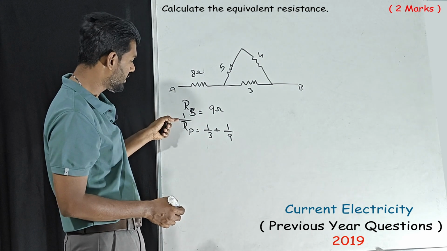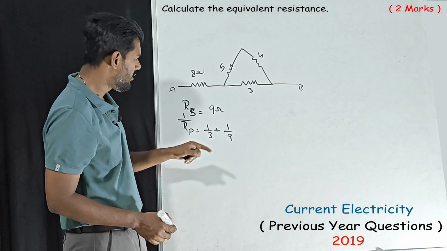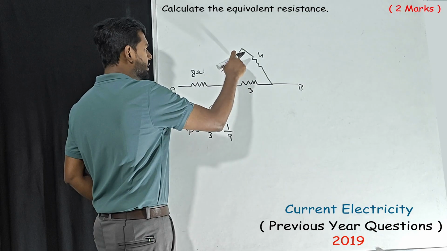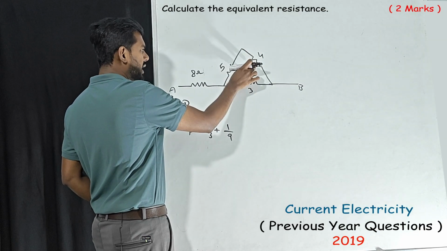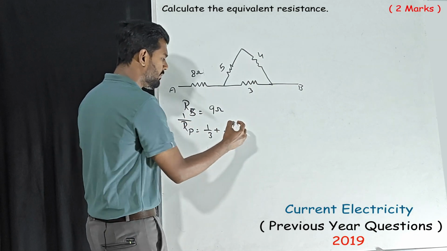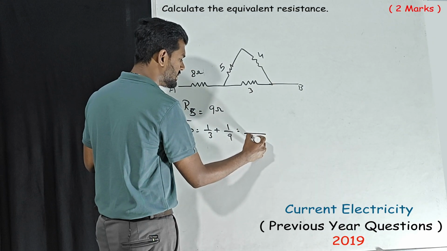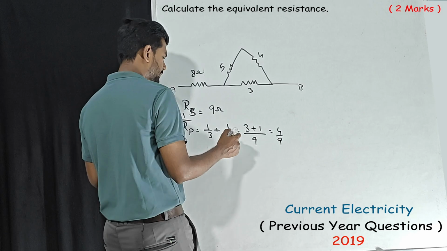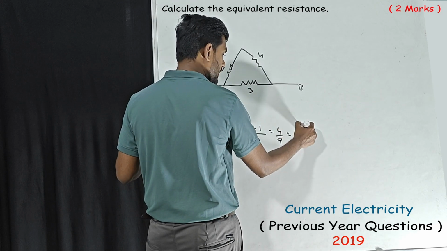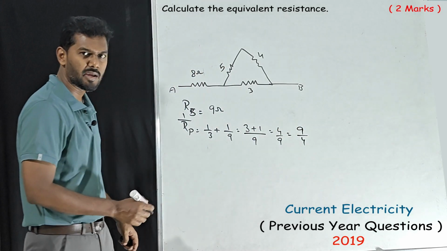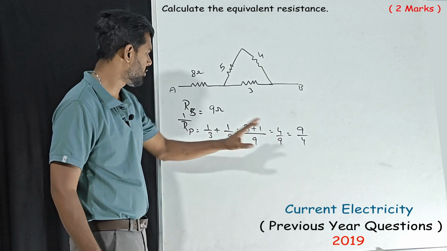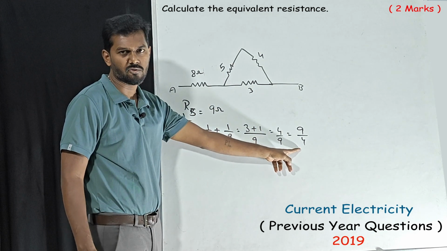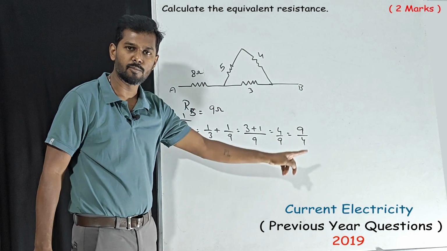Why? Because when the resistances are in parallel, this is the formula. This 3 ohm, and when we solve these two, this becomes one resistance of 9 ohm, and these two are in parallel. So the LCM will be 9, and 3 plus 1 is 4 by 9. So finally we have to take the reciprocal, 9 by 4. Once we take the reciprocal, the complete value of Rp is 9 by 4.